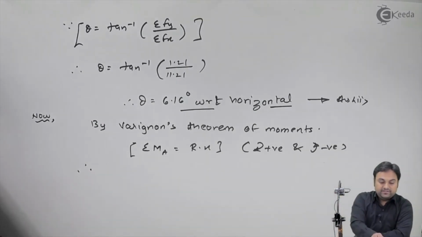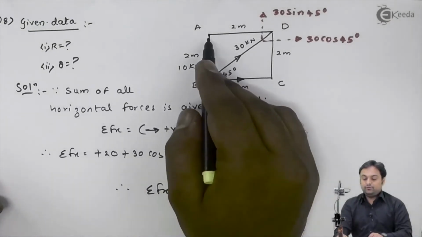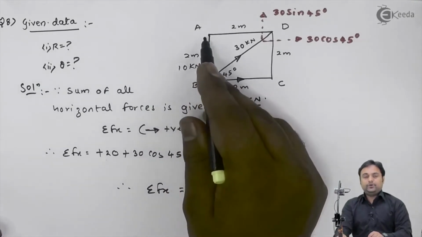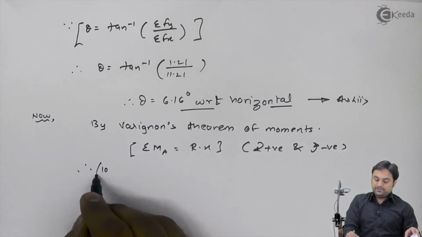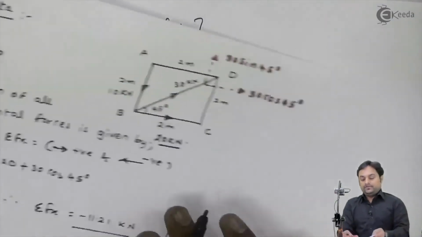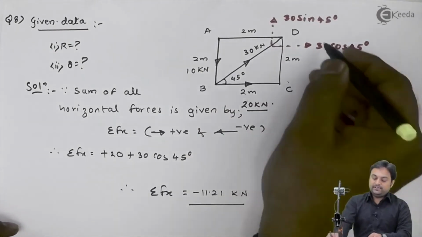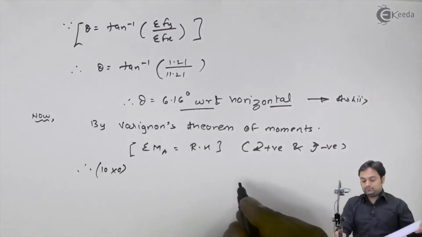So if I see in the diagram, since 10 kilonewton is acting through point A, there is no perpendicular distance between 10 kilonewton and point A, so its moment will be 0. So here I will write down simply 10 into 0. After that, if I see this 20 kilonewton force, I take the moment, it will be in anti-clockwise direction, so minus 20 into 2.